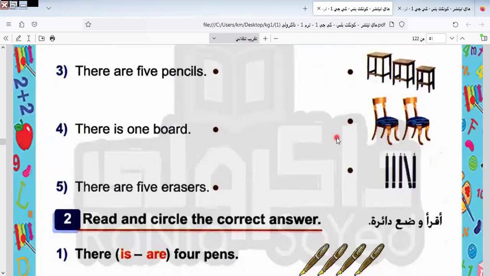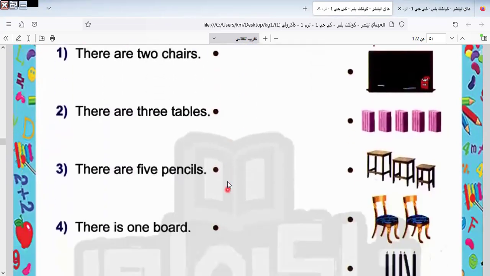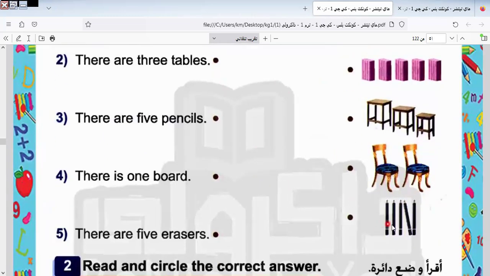There are 2 chairs. Which one? 2 chairs here. This one by this one. There are 3 tables. Which tables? This one by this one. 5 pencils. I can count it with you. 1, 2, 3, 4, 5. You can count before you answer. This one by this one.